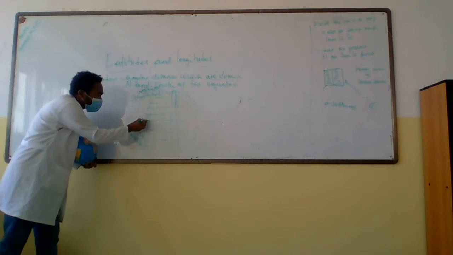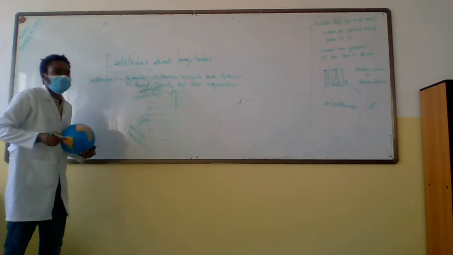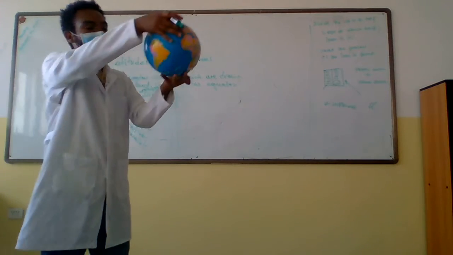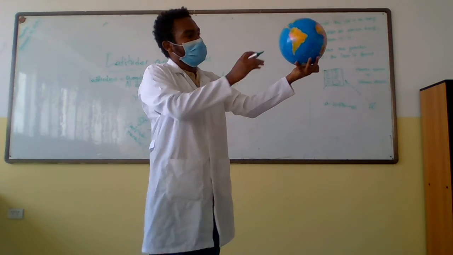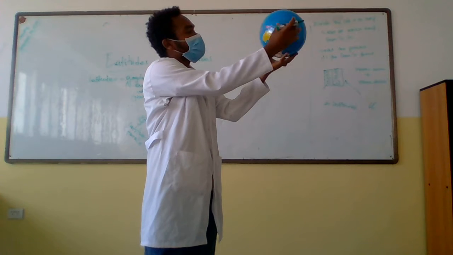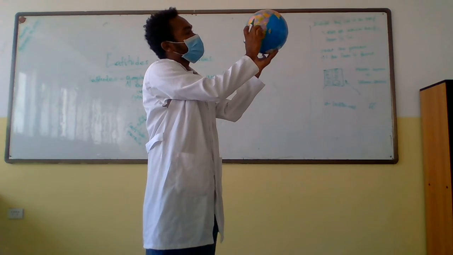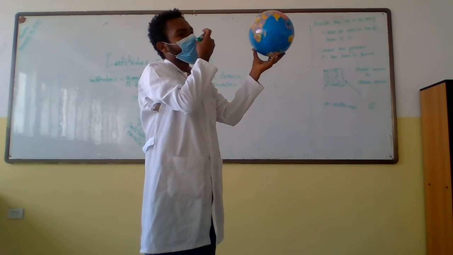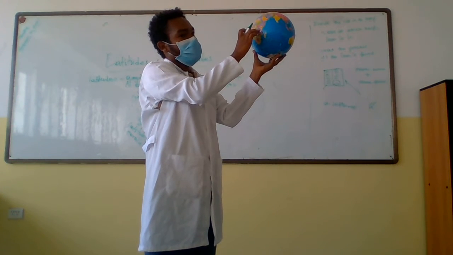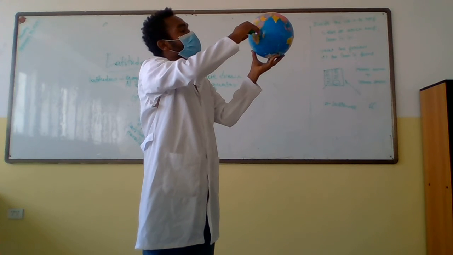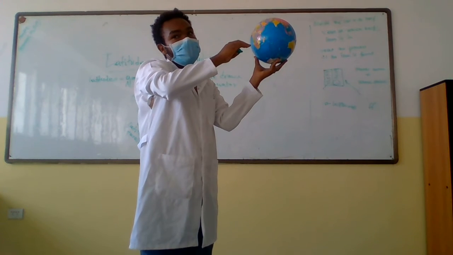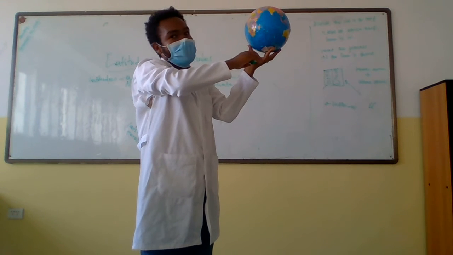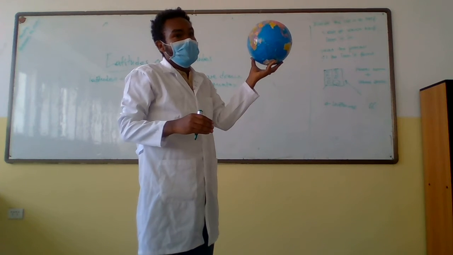So here, as I have said, latitudes are angular distances which are drawn north and south of the equator. This is the equator, 0 degrees. It divides the Earth into two. Can you see this picture? This line bisects the Earth into two. We call this line the equator. The area which is north of the equator is called the northern hemisphere. The area which is south of the equator is called the southern hemisphere.